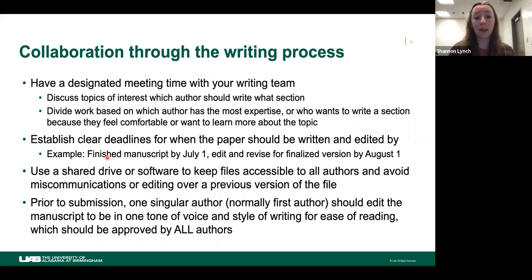So my example is that if you have a manuscript that you want to have a finalized version submitted by August 1st, set your deadline to have the finished manuscript by July 1st. That will give you a month to edit and revise and make any final changes that you want to the manuscript before you actually submit it to the journal.